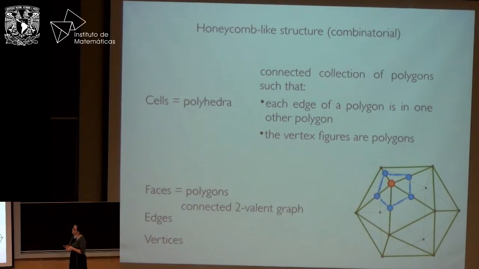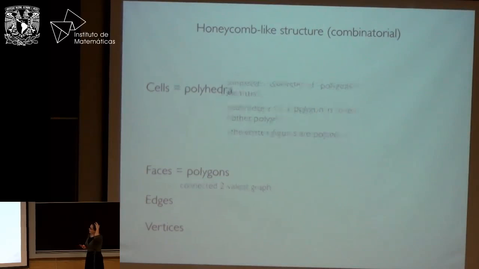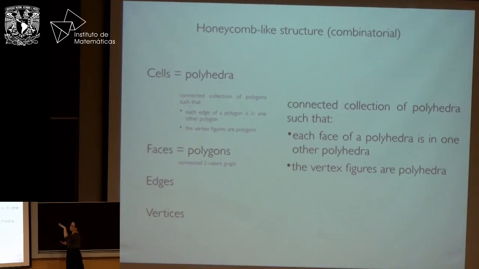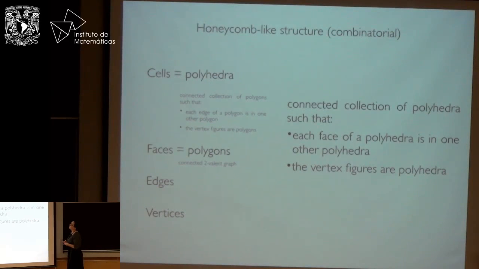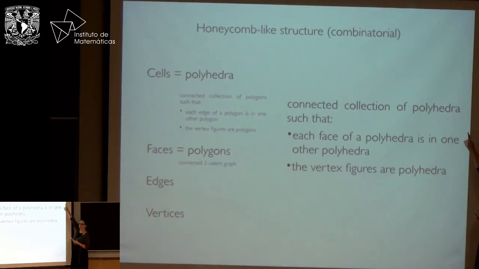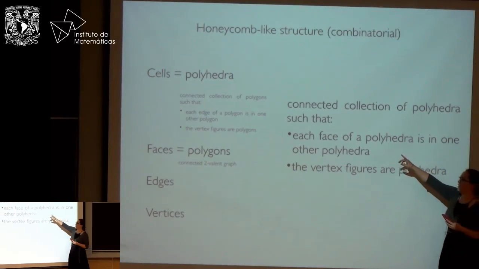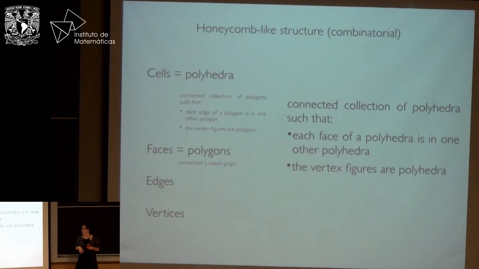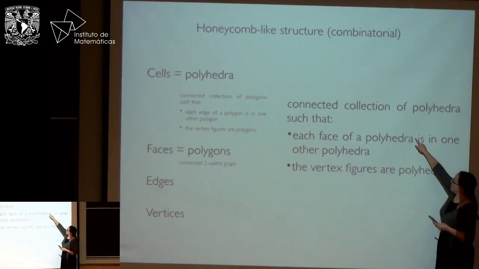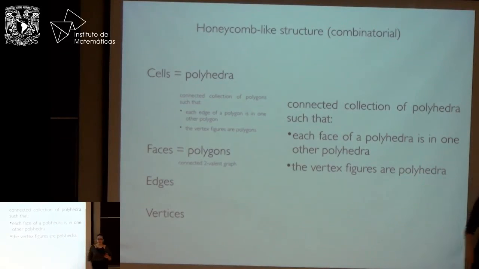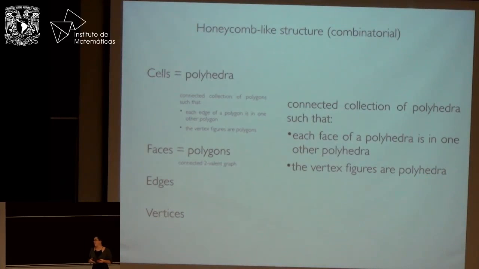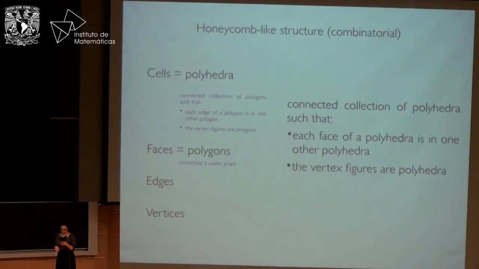So if I have that a polyhedron is something like that, then for a honeycomb-like structure, the combinatorics, I'm going to almost copy-paste the definition of a polyhedron, and I'm going to think of a collection of polyhedra that satisfies that each face of one polyhedron is in one other polyhedron, and so on. And then the vertex figures are, again, now they are polyhedra. Yeah? So again, the vertex figure is the same kind of a thing.